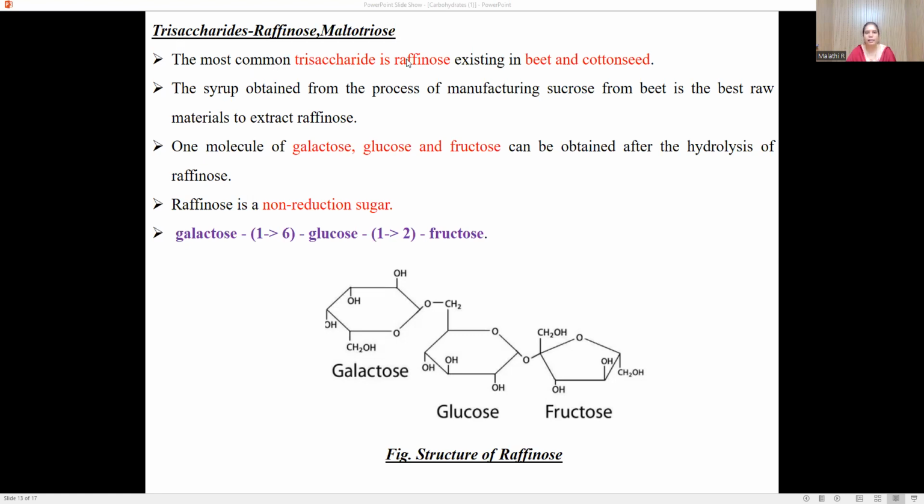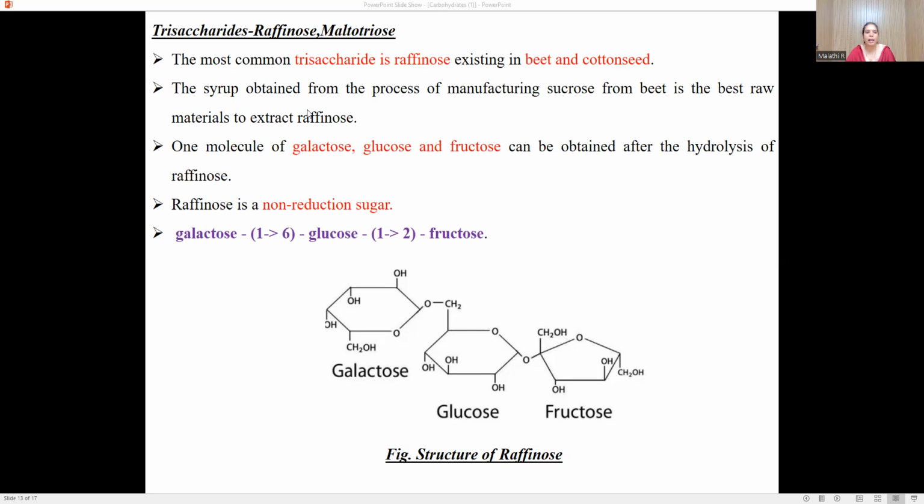The most common trisaccharide is raffinose, and you will see raffinose in wheat as well as in cottonseed. These two are the richest sources of raffinose. So raffinose will be extracted from wheat as well as from cottonseed. The syrup obtained from the manufacturing of sucrose from wheat, that is, during the preparation of sucrose from wheat, will be the best raw material to extract raffinose, because it is the richest source of raffinose.